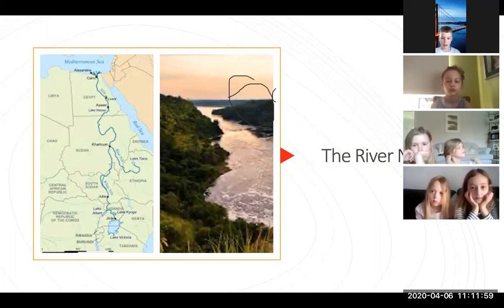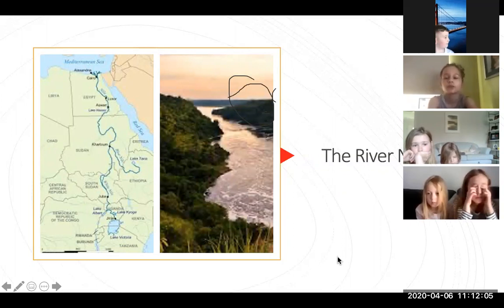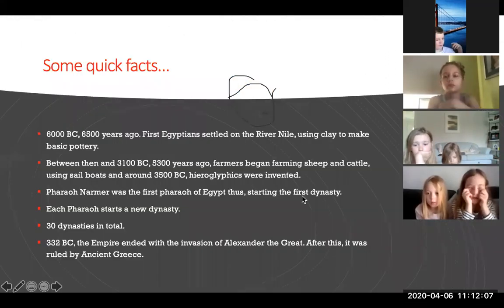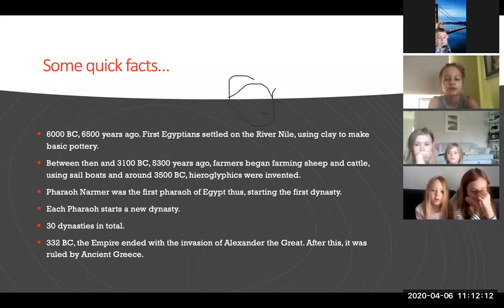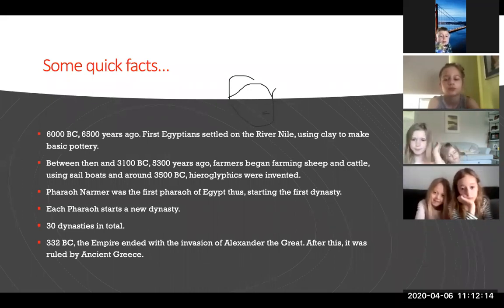If you ever go to Egypt, you'll notice that pretty much everything is all along the River Nile because it was a really important part of the ancient empire. So some quick facts. 6000 BC is when the ancient Egyptian empire started, which is about 6,500 years ago.